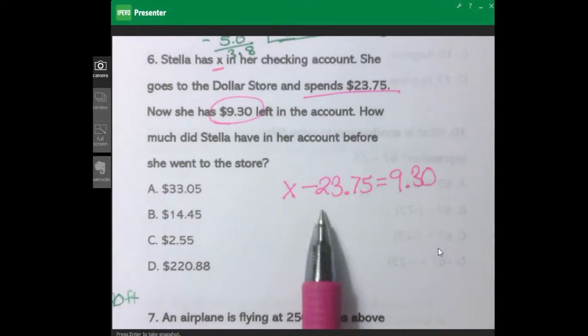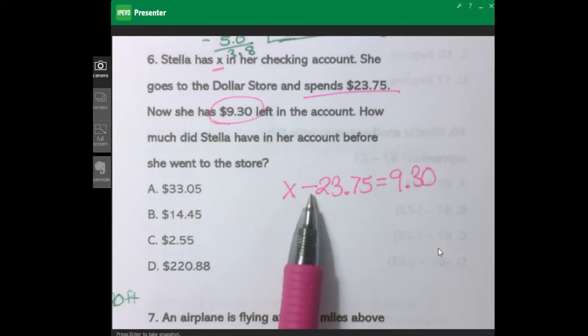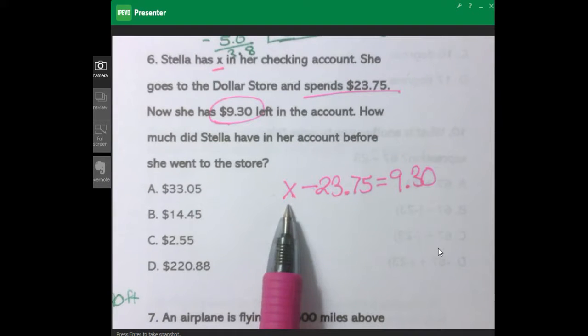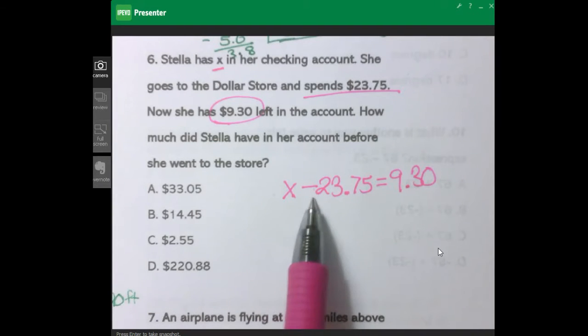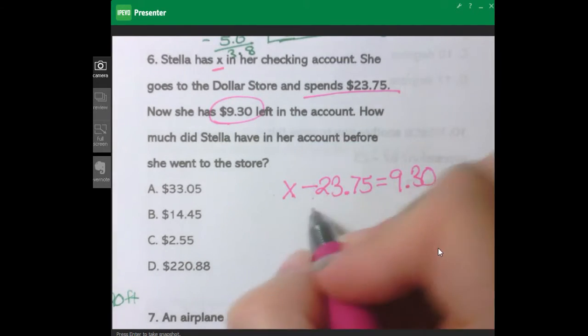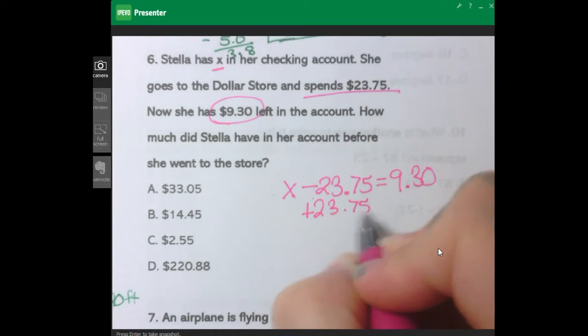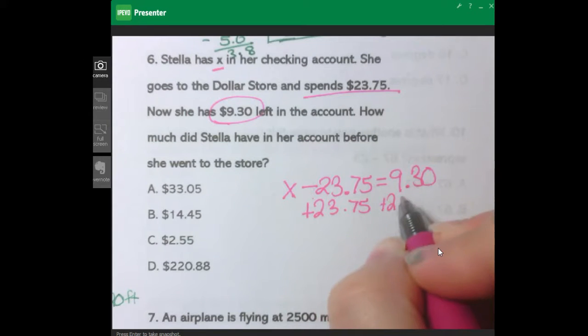Now we have a one-step equation. So to solve a one-step equation, we look at what's happening to our variable. This is our variable X. We want to isolate it. We want it to be all by itself over here. But we're subtracting 23.75 from it. So we need to undo this. And the way we do that is by adding 23.75 to both sides.